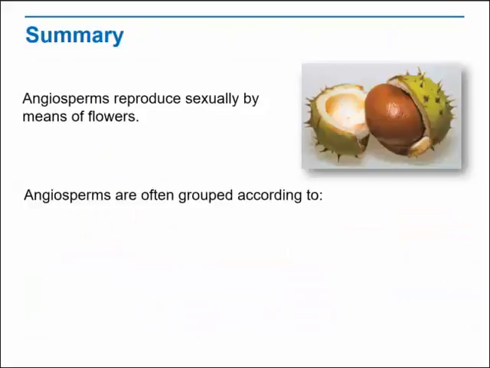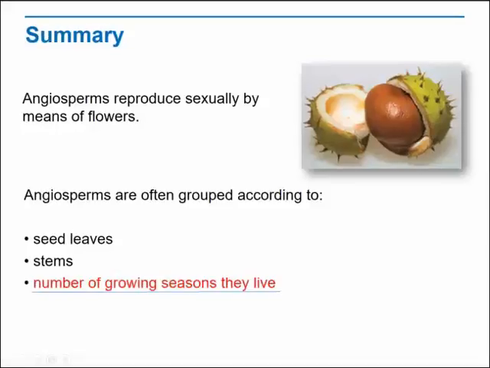Angiosperms reproduce sexually by means of flowers. After fertilization, ovaries within flowers develop into fruits that surround, protect, and help disperse the seeds. Angiosperms are often grouped according to the number of their seed leaves and the strength and composition of their stems. Angiosperms are also often grouped according to the number of growing seasons they live.